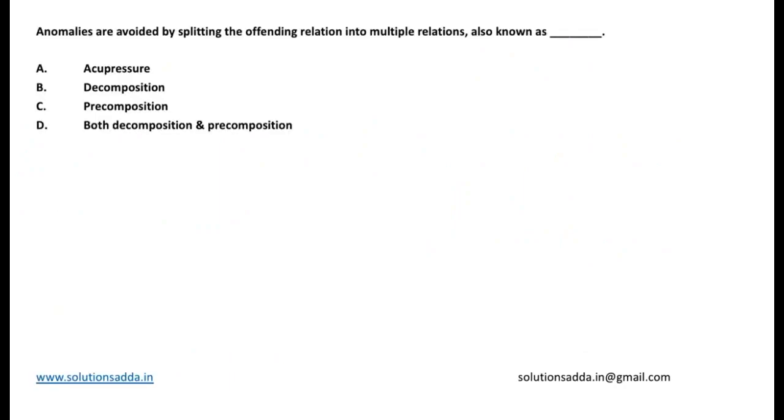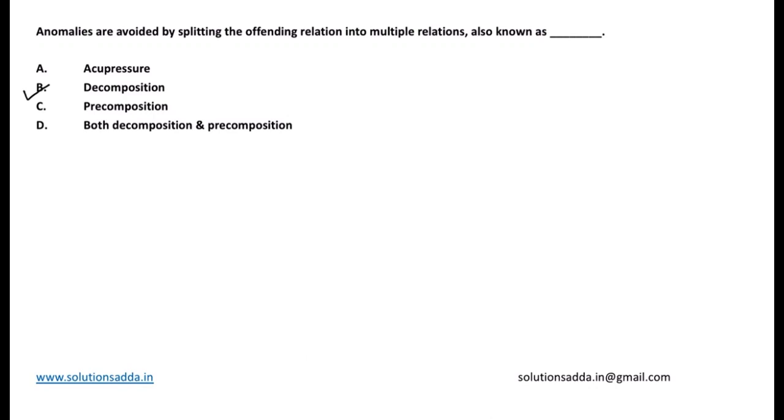This is a question from database management system. Anomalies are avoided by splitting the offending relation into multiple relations, also known as. Options are acupressure, decomposition, precomposition, or both decomposition and precomposition. The correct answer for this question is option B, decomposition.